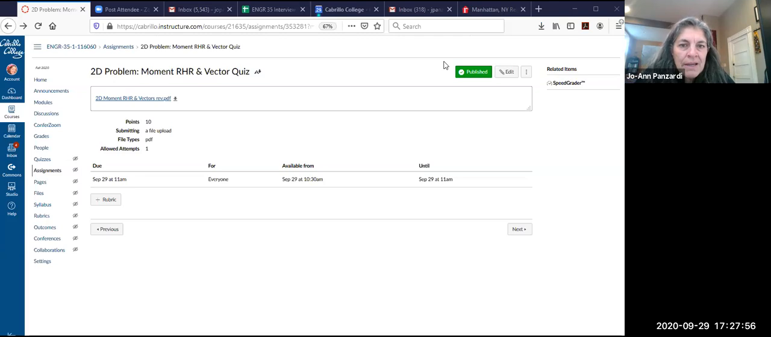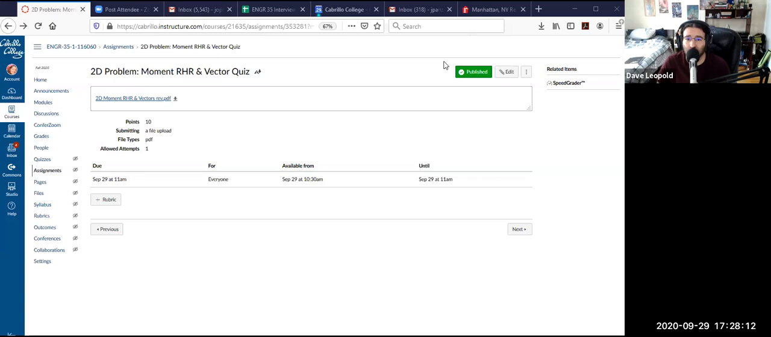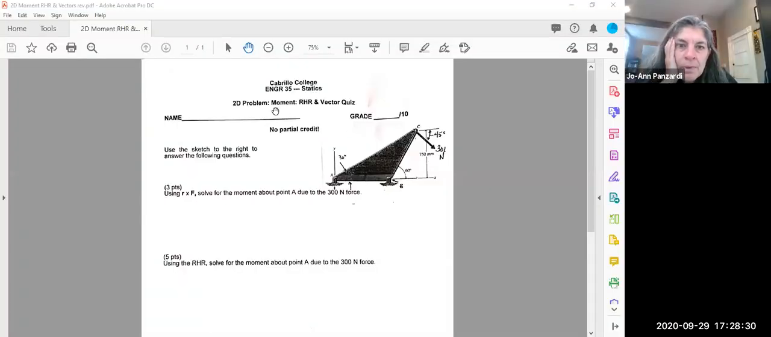So the problem says you have a picture here on the right side. Uh-oh, this number looks like it's off. Let me check. I think it's 300. I'm not sure you're sharing that other screen. You're sharing just the web browser. Okay, so 2D problem, moment, right-hand rule, and vectors. This force here is 300. It looks like the last part of the circle of the zero got cut off, so 300.